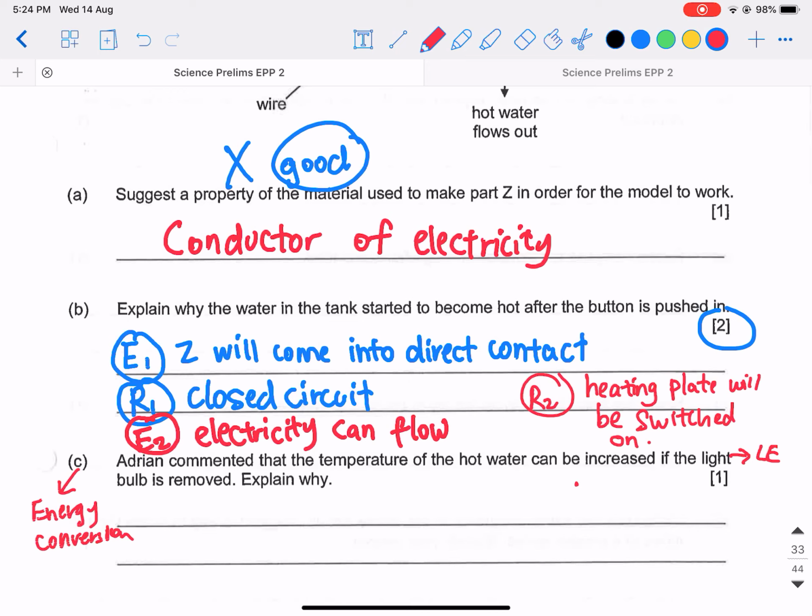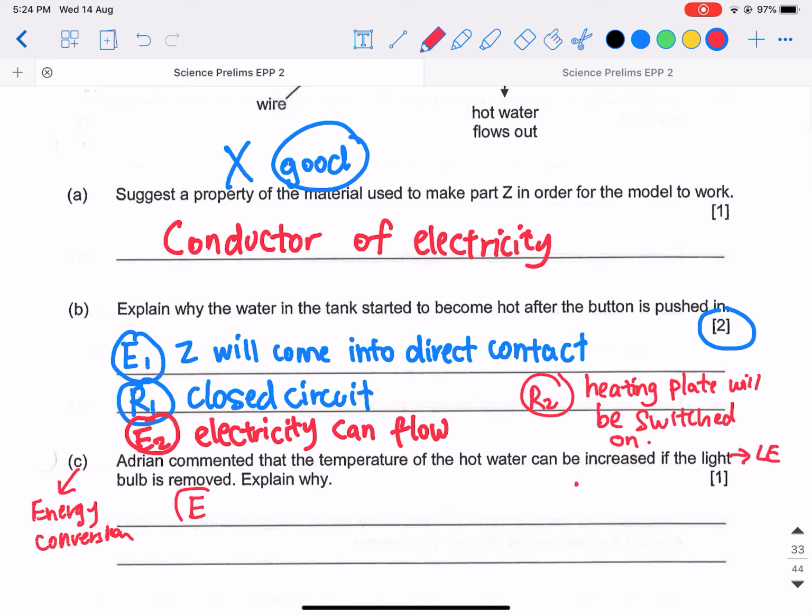Now if you think of it this way, with removing the light bulb, a lot of energy cannot be converted into light energy anymore, right? So what else can be converted into? They have no choice, but they have to still be converted to some other forms, right? So if they cannot be converted to light energy, then they have to be converted into maybe electrical energy. And with more electrical energy, what happens? This electrical energy will be converted back into heat energy because of the heating plate. Alright, so that's the big idea behind it.